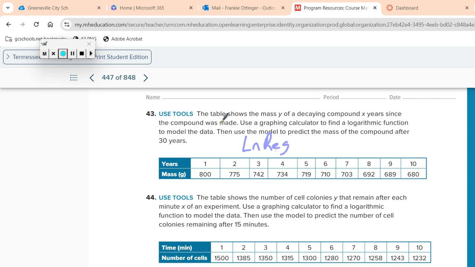And the problem should say to find a logarithmic function to model the data. So the only difference is, what test was this on? Was this on the last test? You're going to do a natural log regression that we're going to add here. So then once you have that equation, you can predict it for 30 years. You should be able to do that. If not, I can show you when I come back. That is the lesson. So let me get this on, and you'll be good to go.